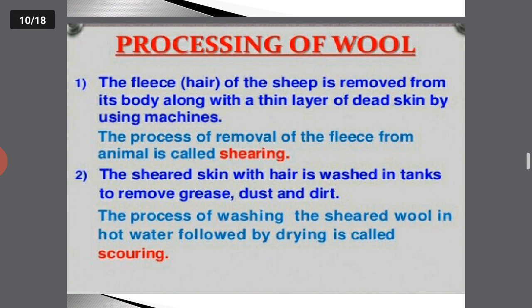Processing of wool. The fleece of the sheep is removed from its body along with a thin layer of dead skin by using machines. The process of removal of hair from the animal is called shearing. Sheared skin with hair is washed in tanks to remove grease, dust and dirt. There will be many dust particles and grease or other dirt particles over there.